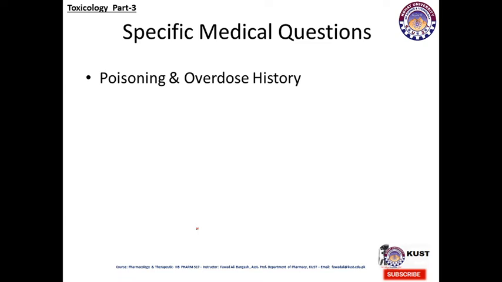Specific medical questions: poisoning and overdose history, like the substance, when exposed or ingested, amount of the poison or toxicant, time period, interventions, and estimated weight. We also take a SAMPLE history: sample means signs or symptoms of the patient.